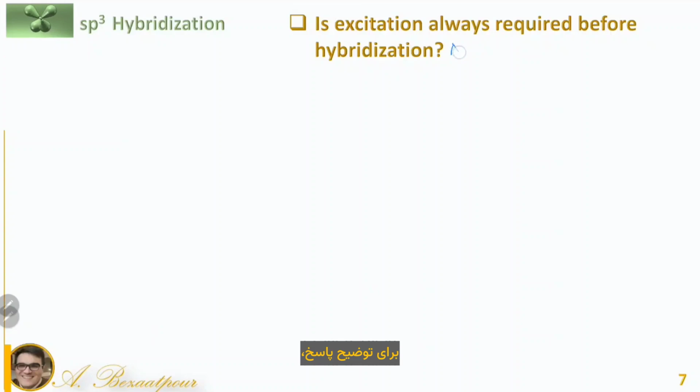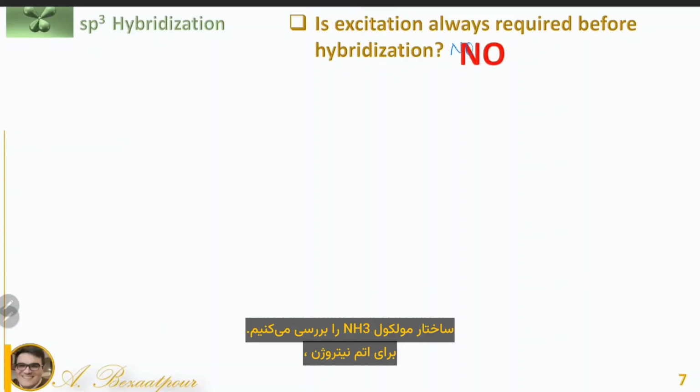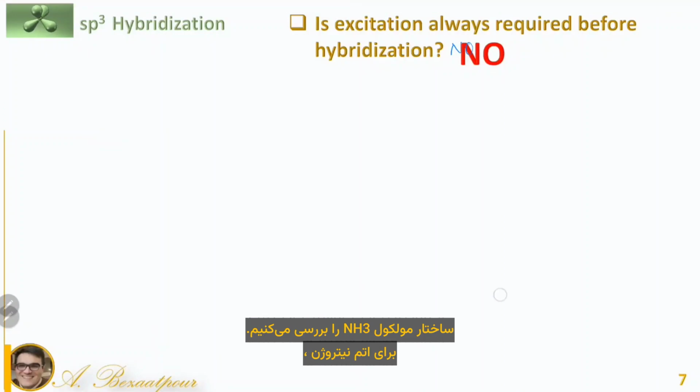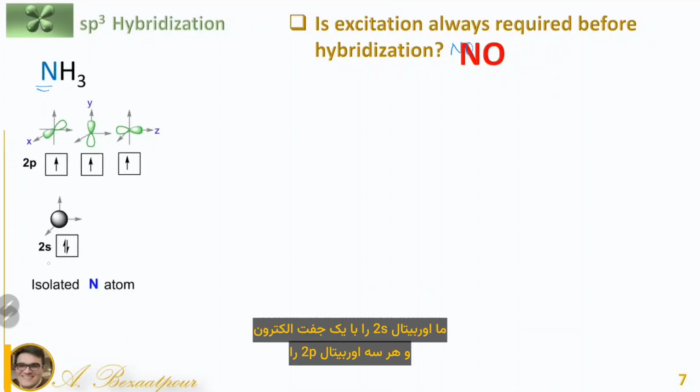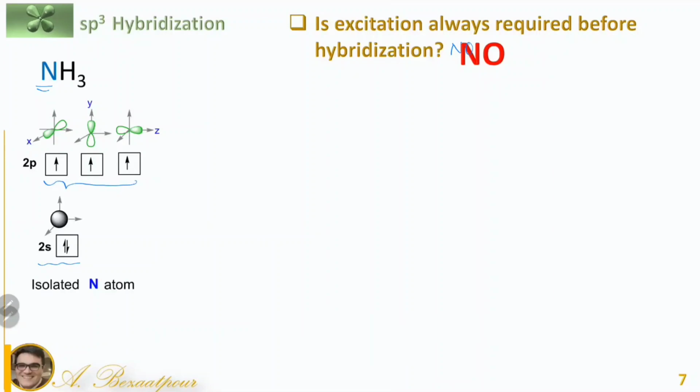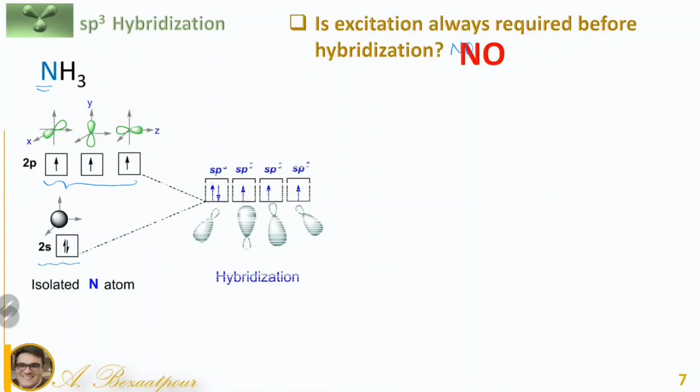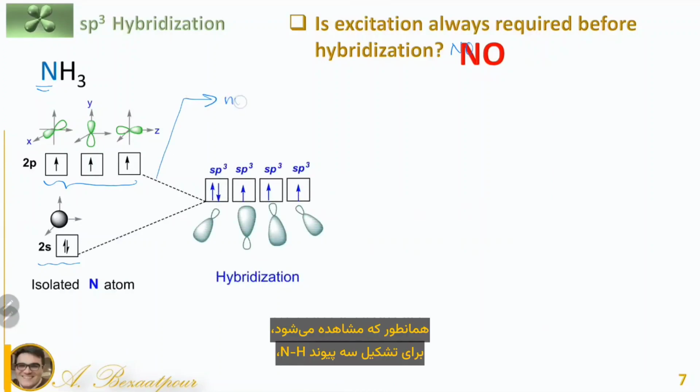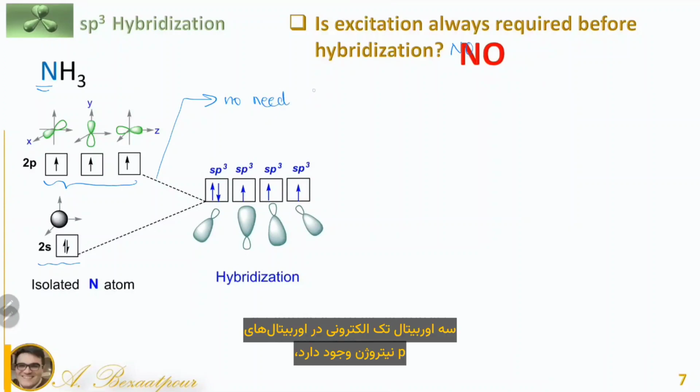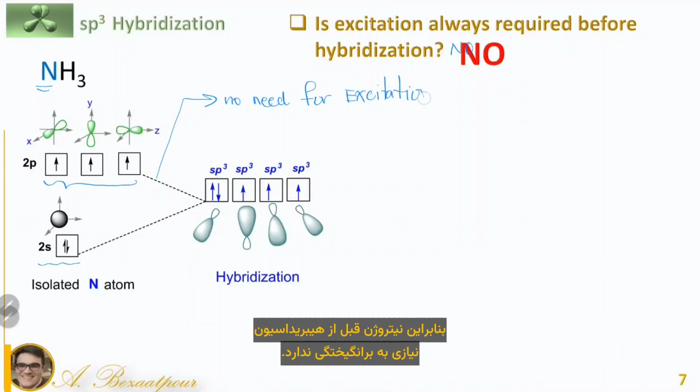To explain the answer, we examine the structure of the ammonium molecule. For the isolated nitrogen atom, we see the 2s orbital with an electron pair and all 2p orbitals with single electron. As can be seen, for the formation of 3 NH bonds, there are 3 single electron orbitals in the p orbitals of the nitrogen, and so nitrogen does not need to be excited before hybridization.